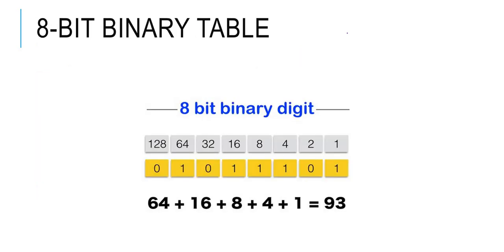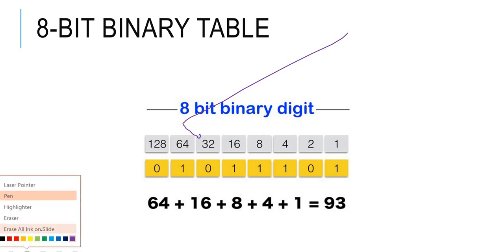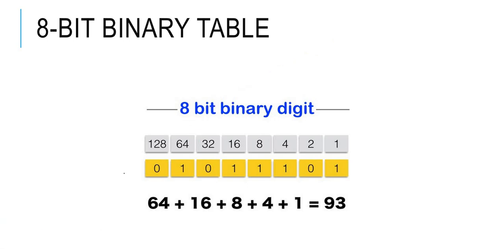Now let's look at the 8-bit binary digit table. Now this is what actually it is. To find what the decimal number is, you always use either the repeated division method or the table method, which is by using this.